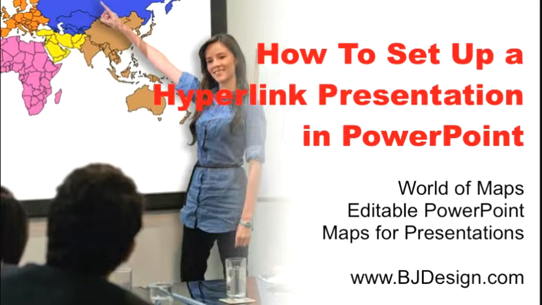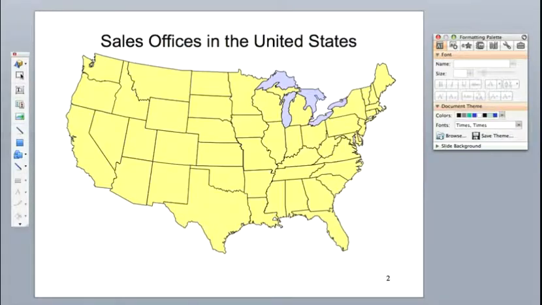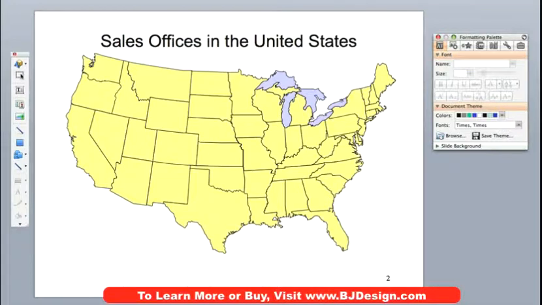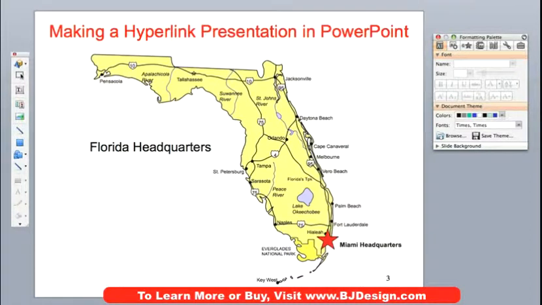In this video, we're going to show you how we can take one of our editable PowerPoint maps and set up a presentation using the Hyperlink feature in PowerPoint. This is a really cool thing to be able to do, and it's a great way to make a presentation where you can start with a national map like our editable USA map right here, and then you can drill down by clicking on the states to maybe Florida or New York. So let's get started on it.